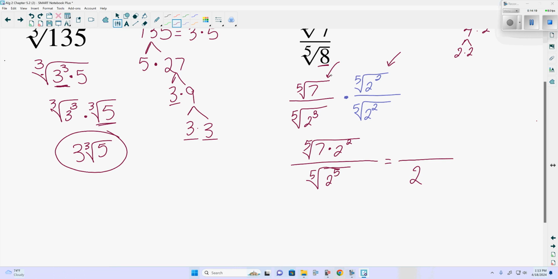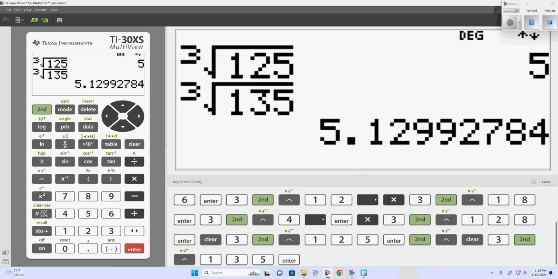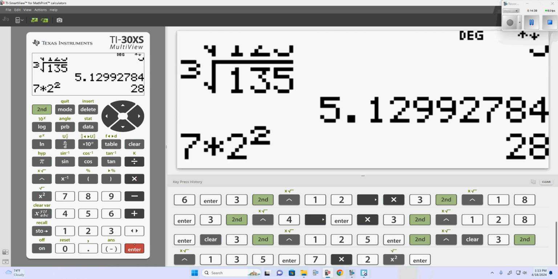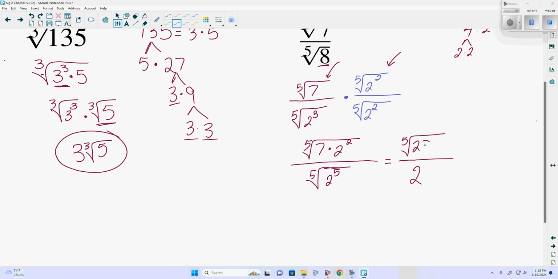Well, if one part doesn't work and the other part doesn't work, is there any way combining it is going to make it work? No, because we don't have enough factors between the two to make it reduce. So we're just going to leave it for the most part. But I'm not going to leave it as 7 times 2 squared. Because what is 7 times 2 squared? Yep. And that's it.